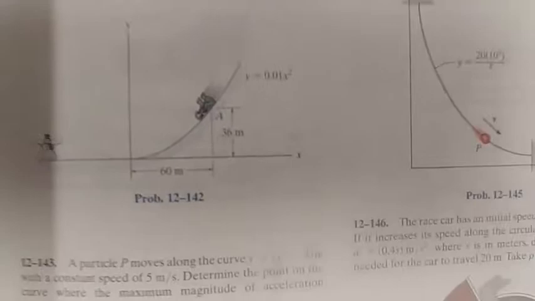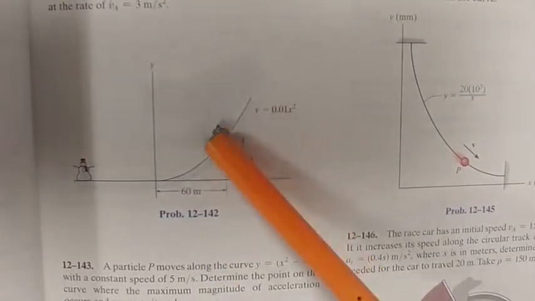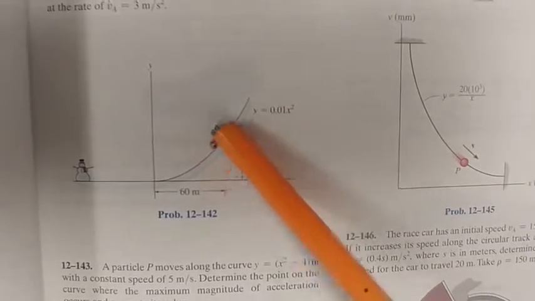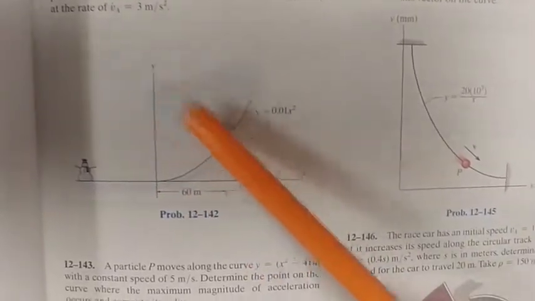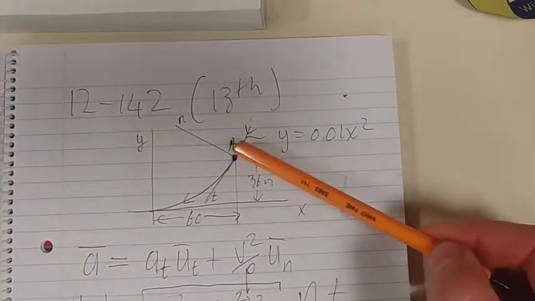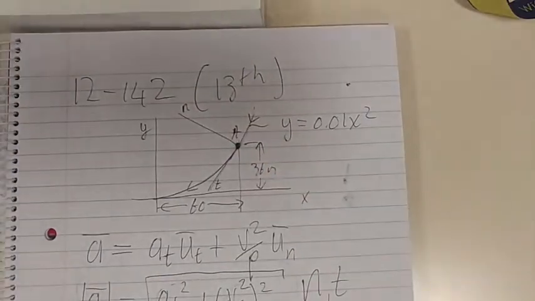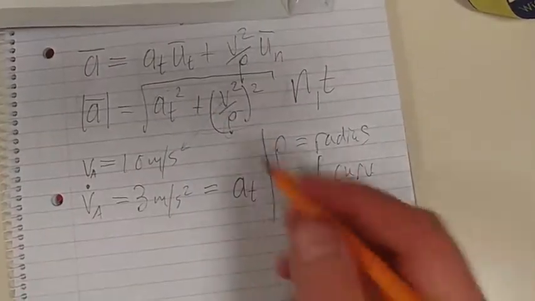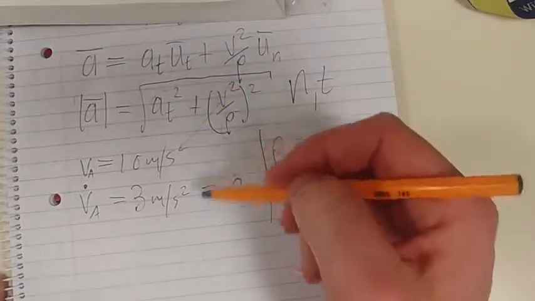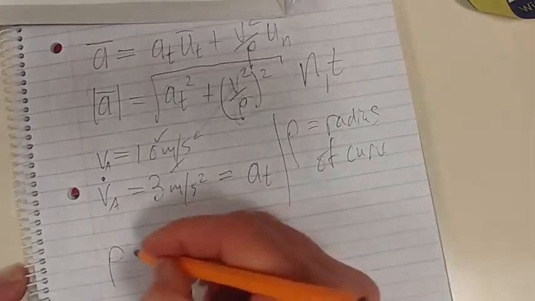At point A, if you fit a circle where part of the circle forms the arc there, remember the radius of curvature is the center of that circle. The radius of curvature from point A is in our normal direction. So let's recap: we've got AT, yes. We've got V, yes. Rho is given by this.